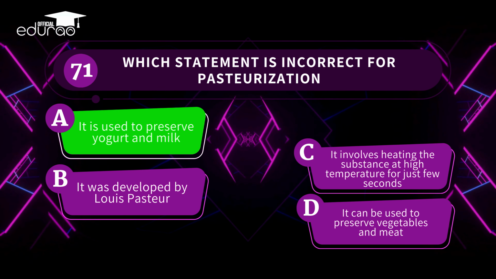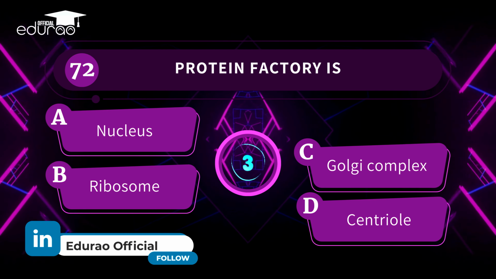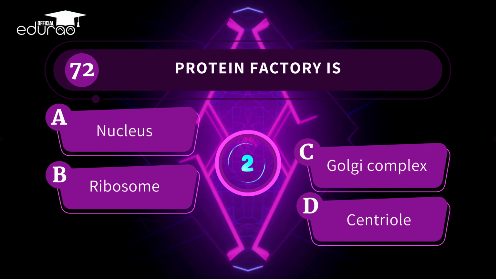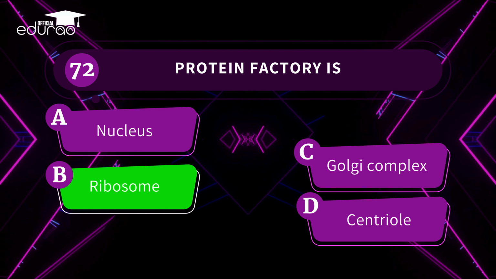Correct answer is, it is used to preserve yogurt and milk. Question 72. Protein factory is A. Nucleus, B. Ribosome, C. Golgi complex, D. Centriole. You're absolutely correct. Correct answer is ribosome.